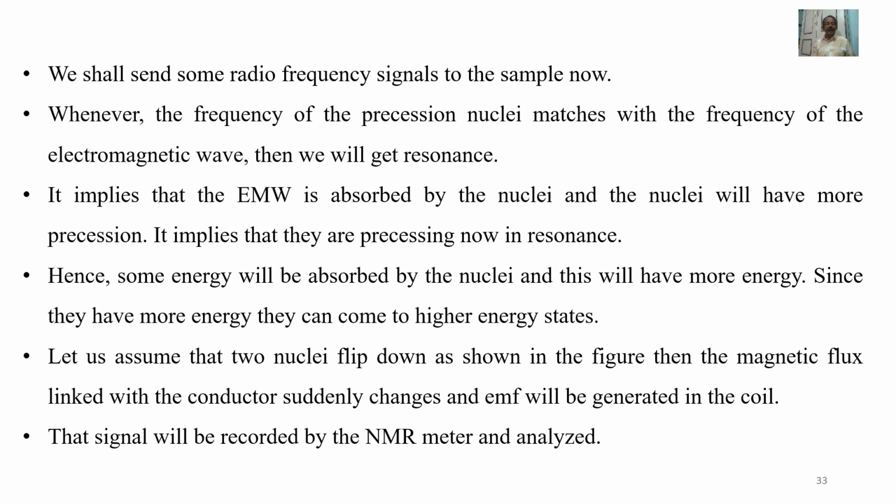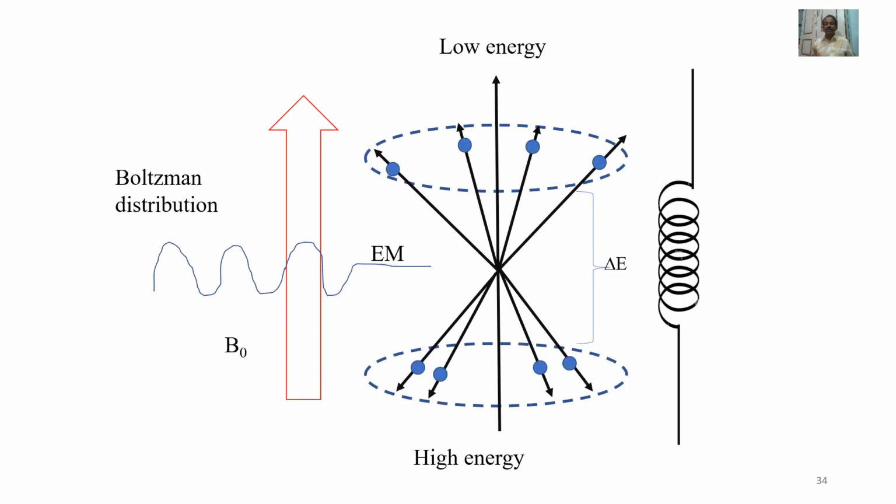Hence, some energy will be absorbed by the nuclei and they will have more energy. Since they have more energy, they can come to the higher energy states. So from the low energy state, 2 of the nuclei can go up to the higher energy states.